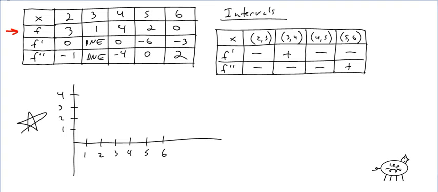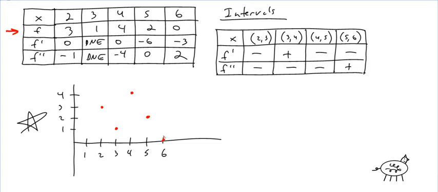So we're going to have (2, 3), and then (3, 1), and then (4, 4), and then (5, 2), and then (6, 0).